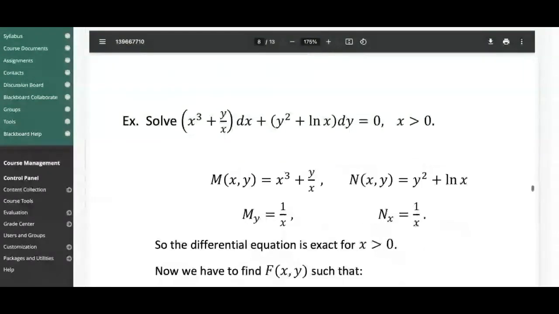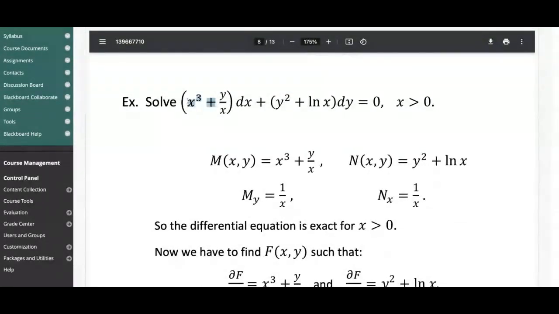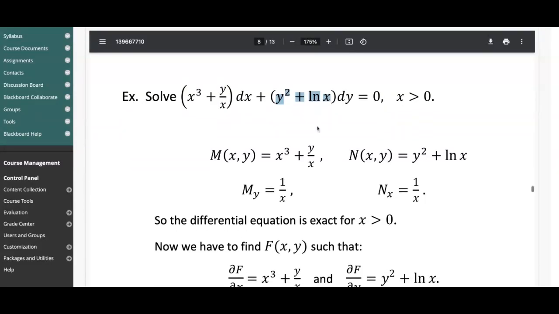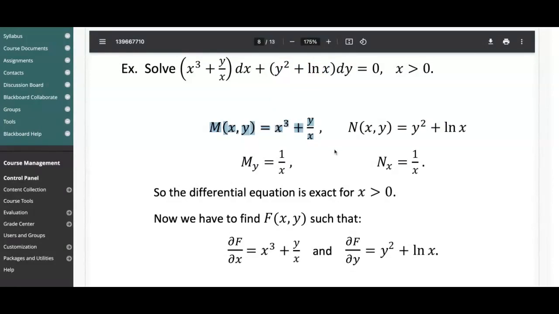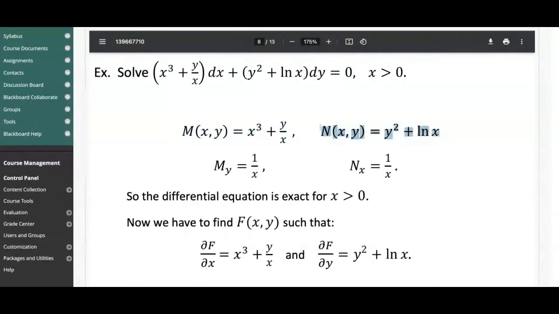Okay, let's see an example. We have this function in terms of x and y times dx, plus this function in terms of x and y times dy, equals 0, in the form of the previous equation. So this is M of x, y, and this is N of x, y. Any method we use, we want to identify to the formula.